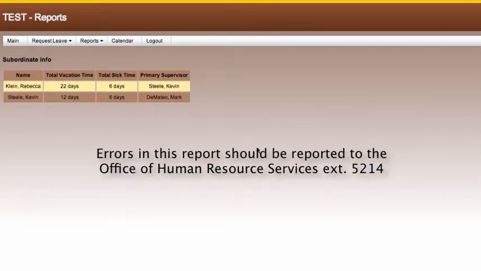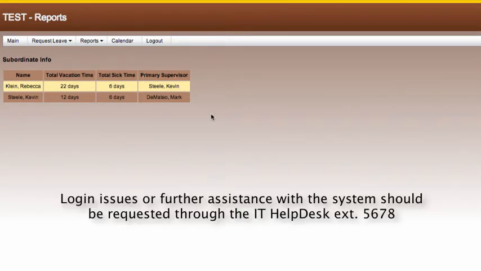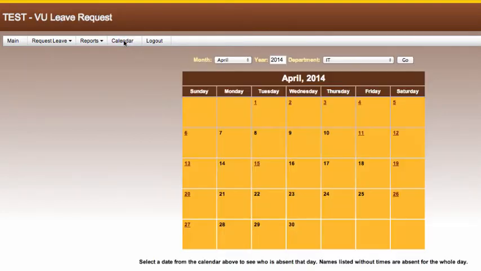If you or an employee changes departments during the year, or if your direct report supervisor is incorrect, you should contact the Office of Human Resource Services. The same is true if your allotted leave is incorrect in the system. If you have login issues or if you need assistance working the system, you will contact the IT help desk at extension 5678. The calendar option in the top menu ribbon will allow you to see your department leave activity for any day you choose.